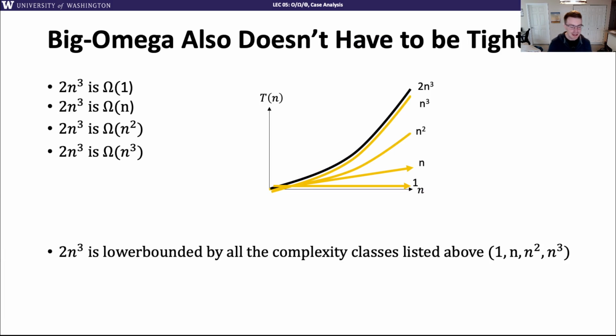Now, just like big O, big omega does not need to be tight. For example, consider the function 2n cubed. That is big omega of 1, big omega of n, big omega of n squared, and big omega of n cubed. Any function that lower bounds it, it could be big omega of. Big O and big omega can be loose. They don't need to be tight.